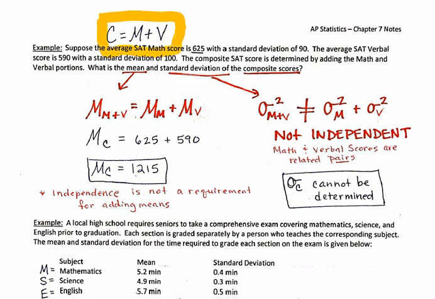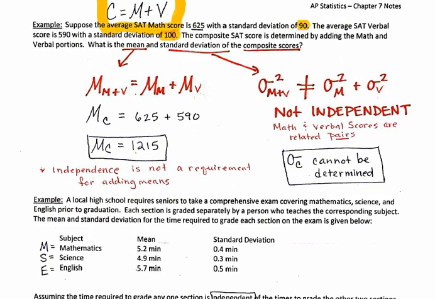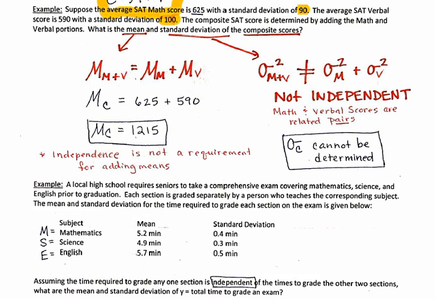However, if they were independent, I would do the following, and you could still solve the problem by taking the standard deviations and squaring them. 90 squared plus 100 squared. Okay, 90 squared plus 100 squared. That would give you your variance, and then you could take the square root of that to find the standard deviation if they were independent. But I think you need to show a lot of caution in this problem due to the context.